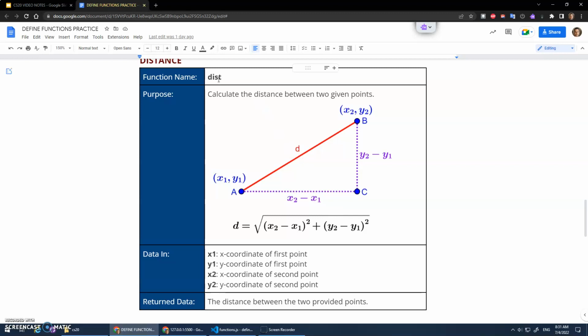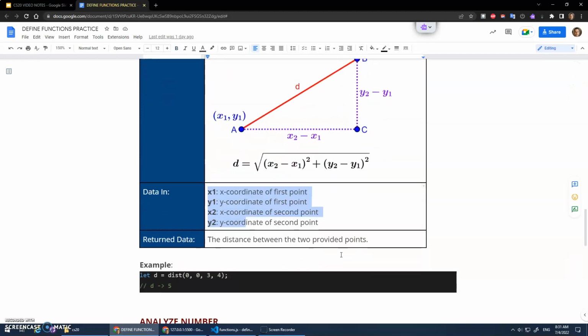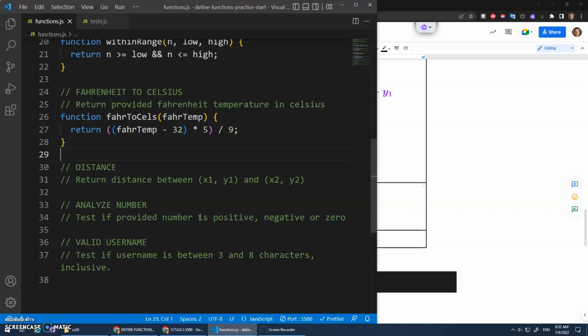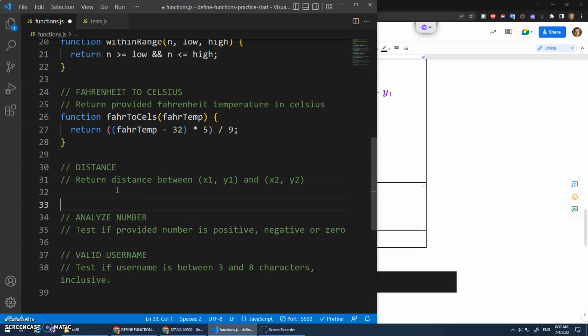So the name of the function is dist. I'll copy that. The data in are the x and y coordinates of the 2 points, and it returns the distance between the 2 points. So this makes this 0, 0, and 3, 4, makes a nice 3, 4 triangle, and the hypotenuse is 5. So the distance is 5. All right, so again, I recommend try to do this on your own. Pause the video, right? Define it on your own, and then unpause to see me do it. All right, here I go.